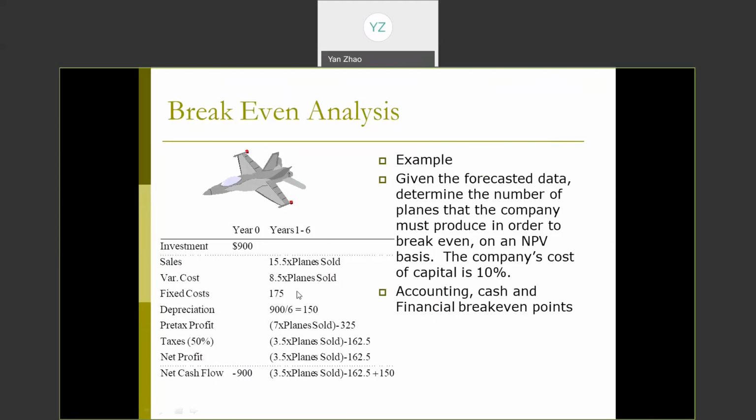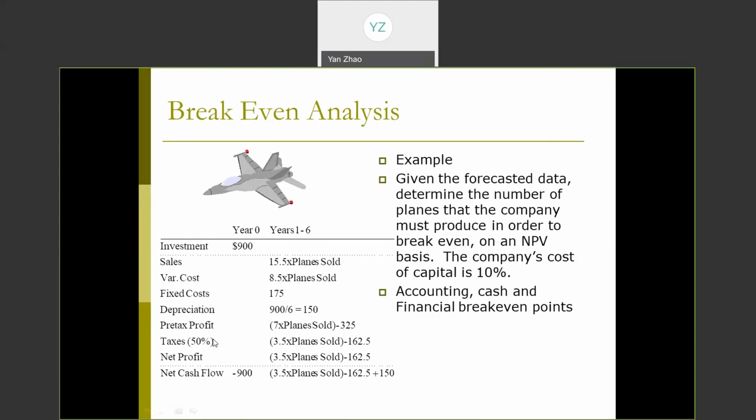Fixed cost is a fixed number, 175. Depreciation, again, is your initial investment divided by how many years of the project, which is $650 each year. Okay, so pre-tax profits will be sales minus variable cost minus fixed cost minus depreciation. So that will be 15.5 minus 8.5, which is 7 times how many planes you will sell, minus 175 minus 150, which is minus 325.